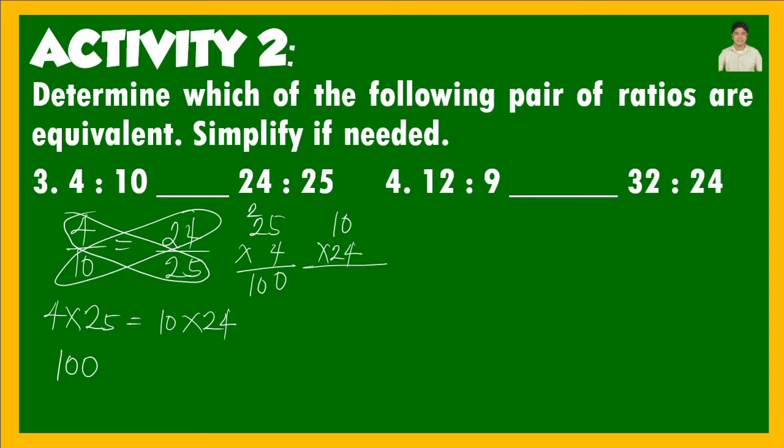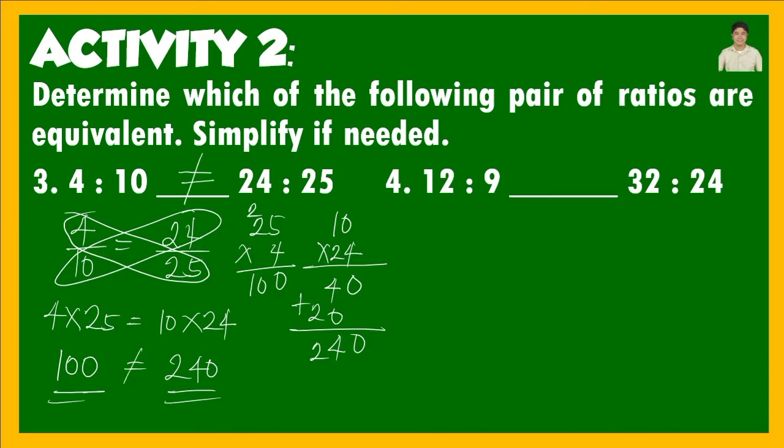Next, 10 times 24. 0 times 4, 0. 1 times 4, 4. 2 times 0, 0. 2 times 1, 2. So bring down 0. 4 plus 0, 4. And then bring down 2. So the product is 240. As you can see, 100 and 240 are not equal. Therefore, 4 is to 10 and 24 is to 25 are not equivalent ratios.